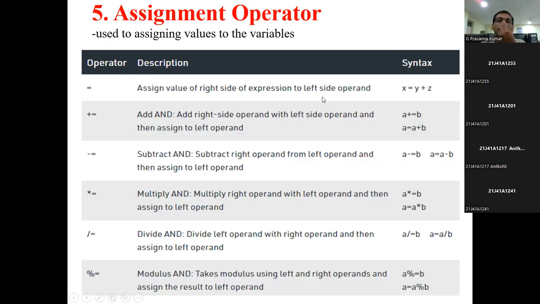Next is assignment operators. Already you know the assignment operators: equal to, plus equal to. A plus equal to B is nothing but A equal to A plus B. Similarly, A minus equal to B is A equal to A minus B. Already you know these operators. A star equal to B is A equal to A into B.